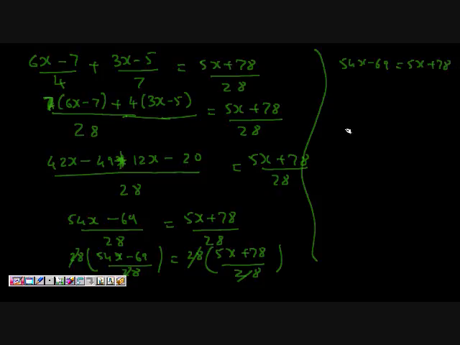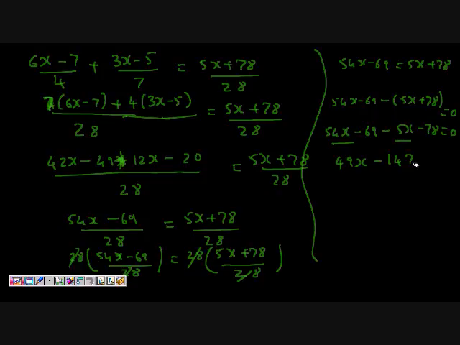Now subtracting 5x plus 78 from both sides, we can say 54x minus 69 minus 5x minus 78 is equal to 0. Or 54x minus 5x is 49x, and minus 69 minus 78 is minus 147. If you add these up, 49x minus 147 is equal to 0, or 49x is equal to 147, or x is equal to 147 divided by 49.